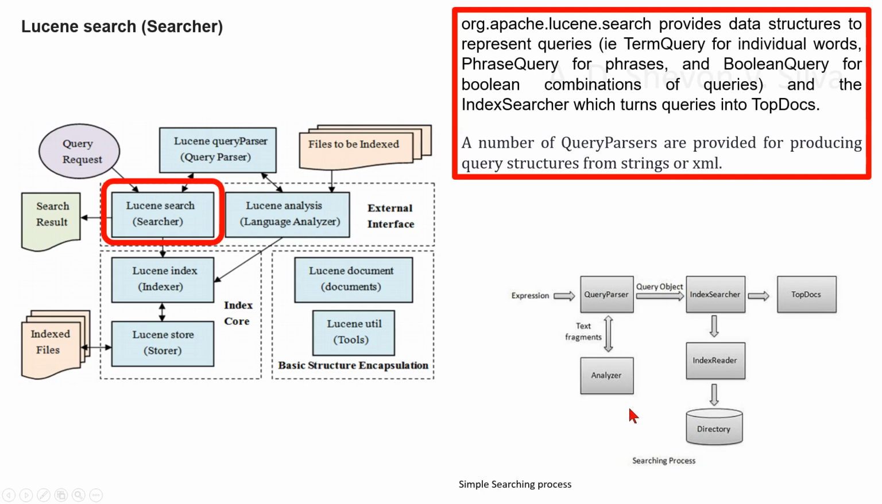Here the class analyzer. The analyzer builds token streams in the package org.apache.lucene.analysis, and the analyzer builds a token stream which analyzes text. It thus represents a policy for extracting index terms from text. Class index searcher implements search over a single index reader. Class index reader, an abstract class providing an interface for accessing a point-in-time view of an index.